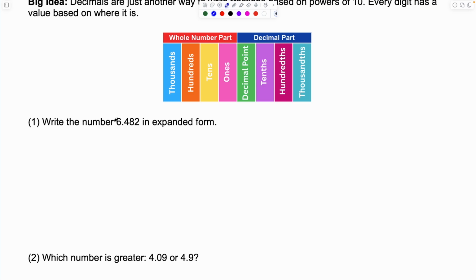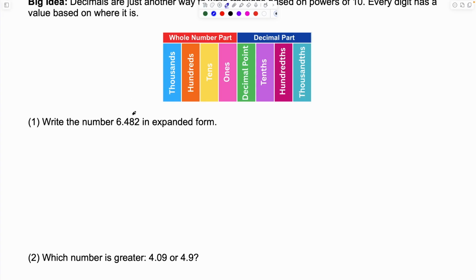If I were going to read this in a different way, I would say 6 and 482 thousandths. I notice this goes out 3 places after the decimal point, which would put us in the thousandths place. If I went one more than that, then it would be the 10 thousandths, the 100 thousandths, and so on. But 3 decimal places puts us here.